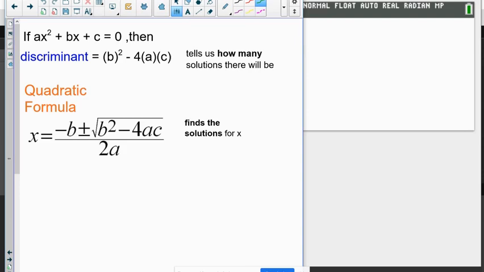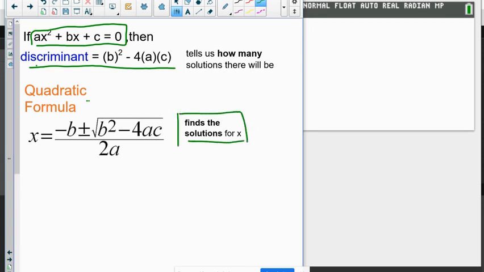All right, so we know that if ax squared plus bx plus c equals 0, so if we have our quadratic equation in standard form and equal to 0, our discriminant helps us know whether it has one real solution, two real solutions, or no real solutions. The quadratic formula actually finds the solution. And the cool thing about the quadratic formula is that as long as it's in standard form and equal to 0, like up here, it always works.